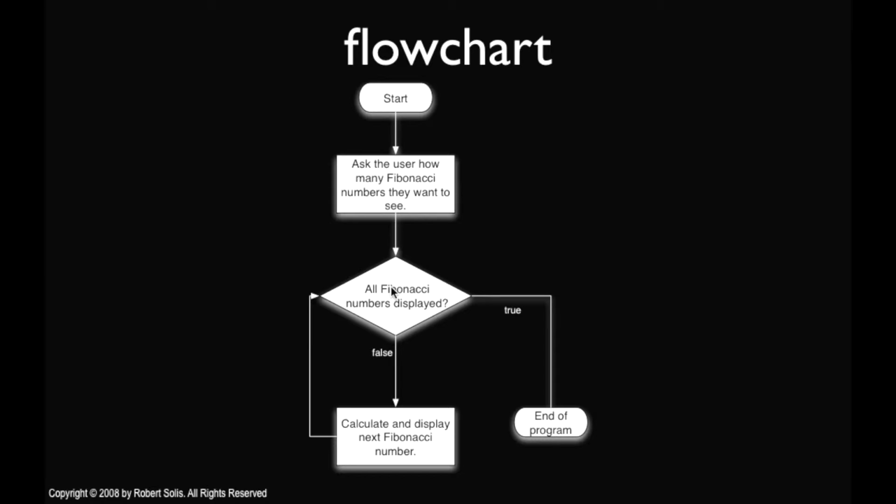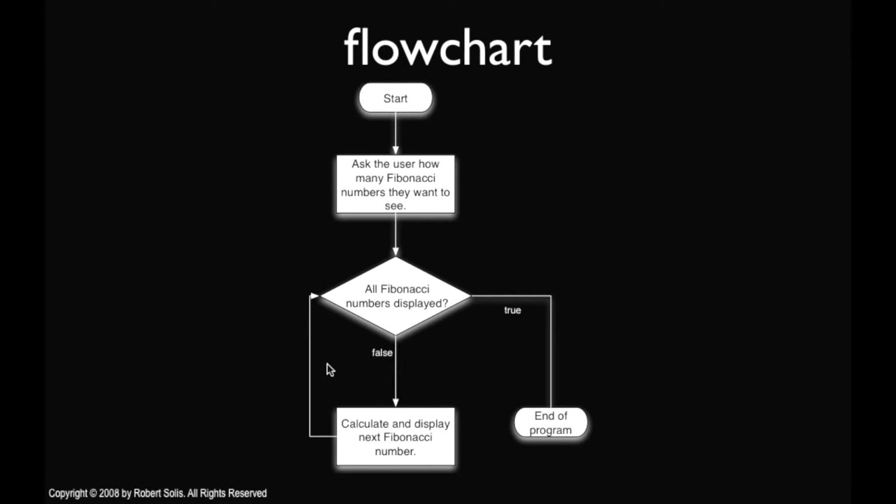All right. In this case, here's the question we're going to ask: are all the Fibonacci numbers displayed? If the user says, I want to see 5 Fibonacci numbers, have we displayed all 5 of them? If we have not, then we calculate and display the next Fibonacci number, and then we ask the question again: have we displayed all the Fibonacci numbers? Nope, we haven't. Okay, so we need to do this again.